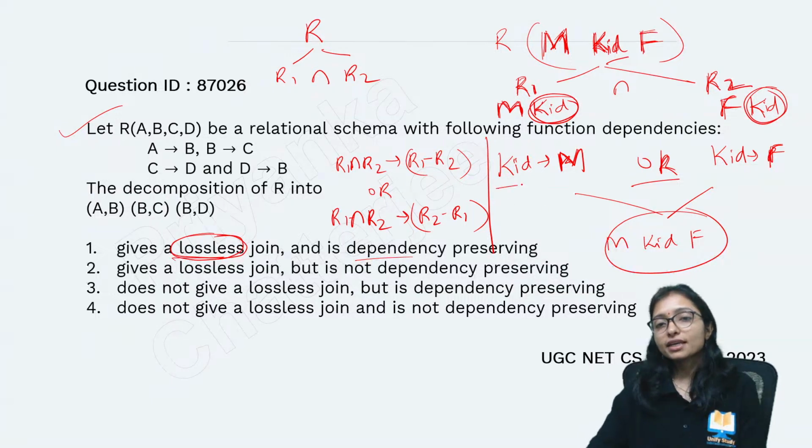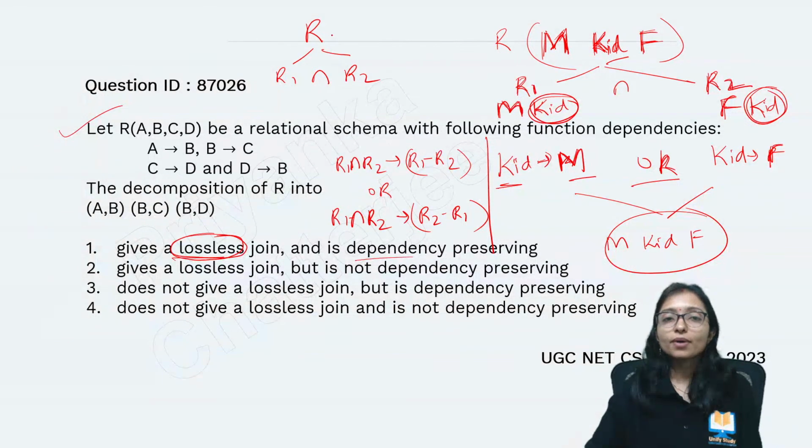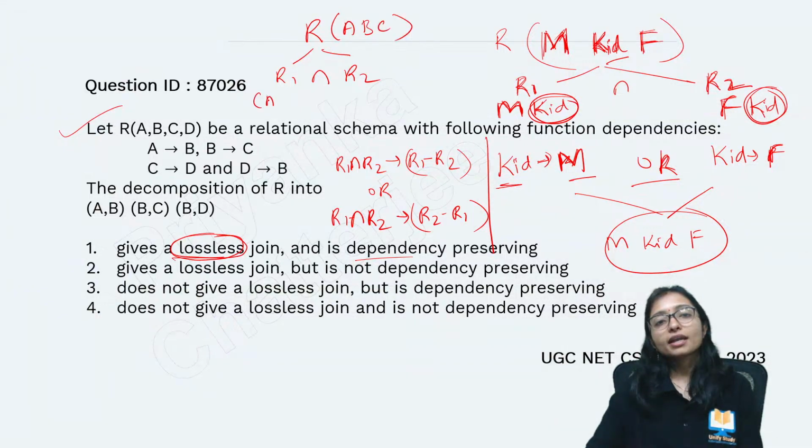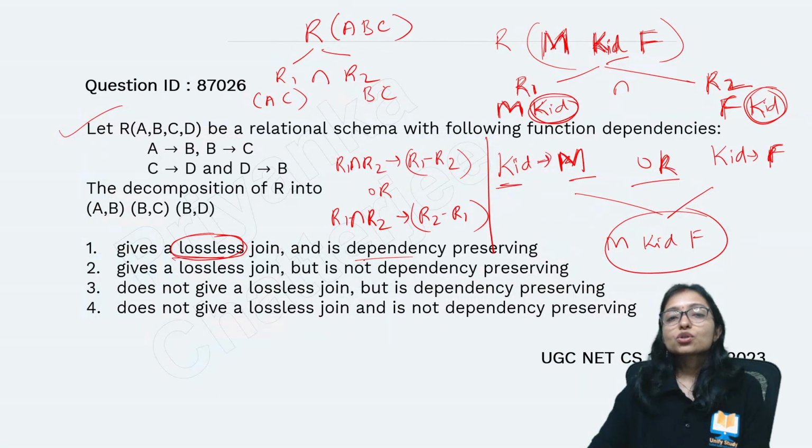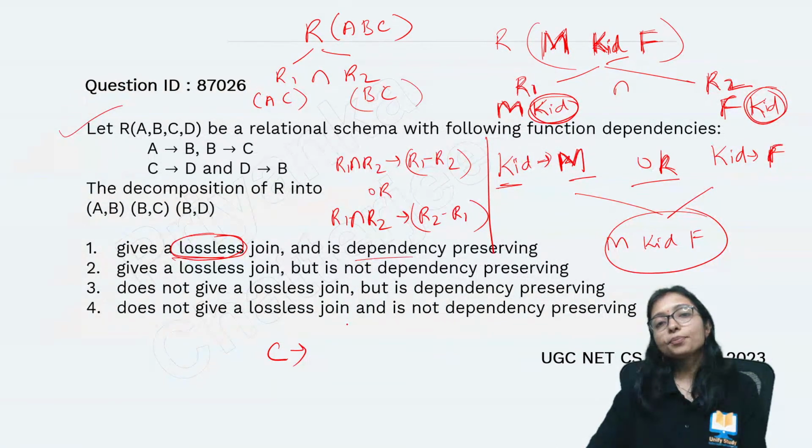That's why I am telling kid implies mother. R1 minus R2. What is the meaning of R1 minus R2? If I am taking here A, B, C, and here is AC and here is BC. So ultimately the intersection in between them, the C is there. C implies R1 minus R2. R1 means AC minus BC.